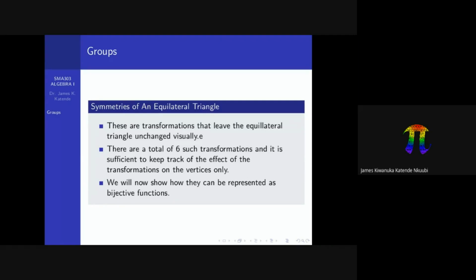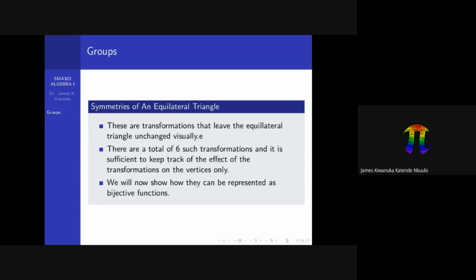So we now look at another, probably the last example we shall look at for today. We now look at the symmetries of an equilateral triangle. Basically, we are considering transformations of an equilateral triangle which leave it unchanged visually. In other words, if there are no labels at all on the triangle, you would not notice that it has moved.